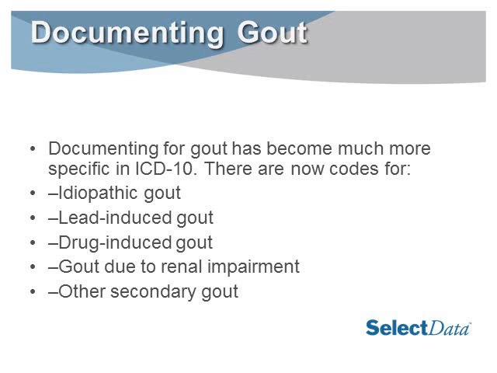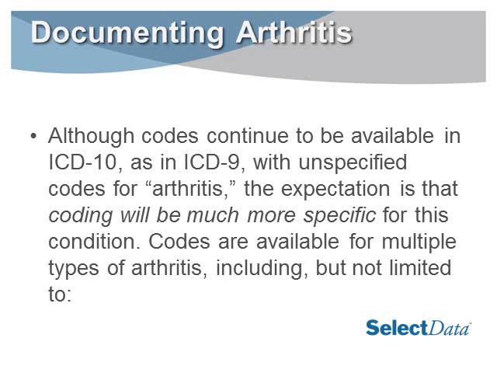When documenting gout, you have to have so much specific information. I know that kind of seems overkill, but really the musculoskeletal chapter is where we see most of the changes. It's much more specific. There are now codes for idiopathic gout, lead-induced gout, drug-induced gout, gout due to renal impairment, or other secondary gout. And I was glad to see they moved it into the proper chapter. Right. It now is where it belongs in ICD-10.